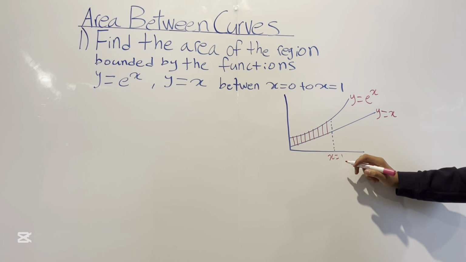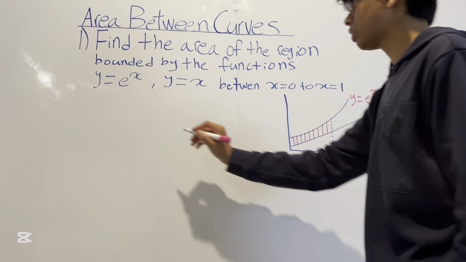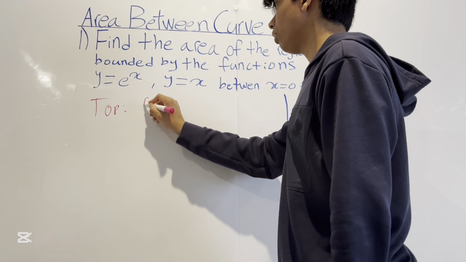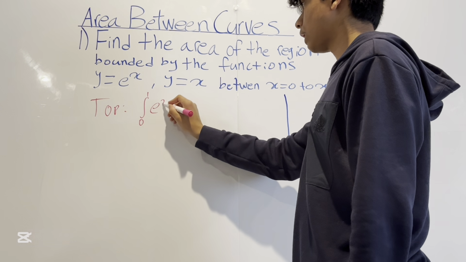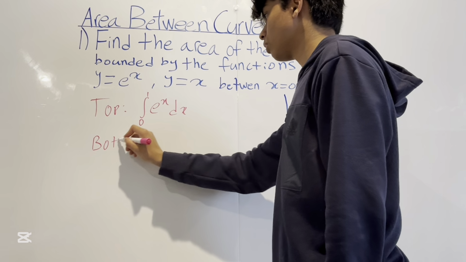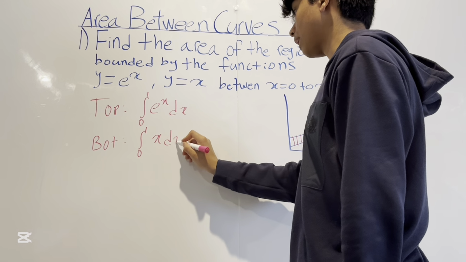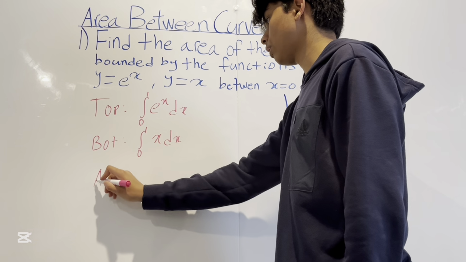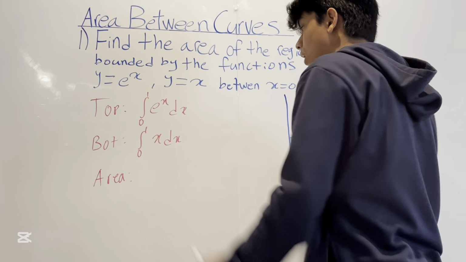So we need to find the area of the top function and subtract it by the bottom function. So the top would look like the integral from 0 through 1, because that's the bounds that they gave us, e to the x dx, and the bottom would be from 0 to 1 of just x dx. So the total area would be the top minus the bottom, and we can combine these two integrals because they have the same bounds.